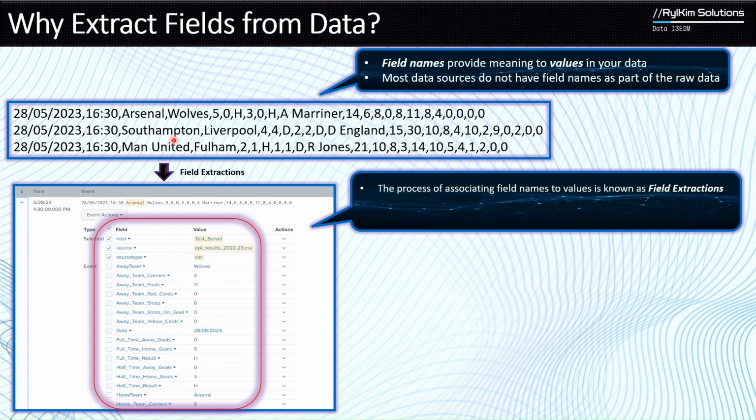So this is an event that is associated to a game that was played on this date. That's the time of the game. And then you see all these other values now suddenly have meaning. So you can go in here now and properly interpret this data because you have performed your field extractions.